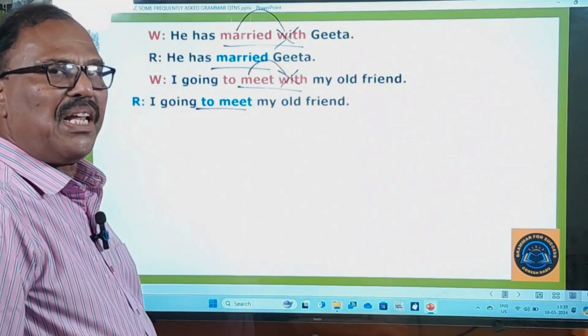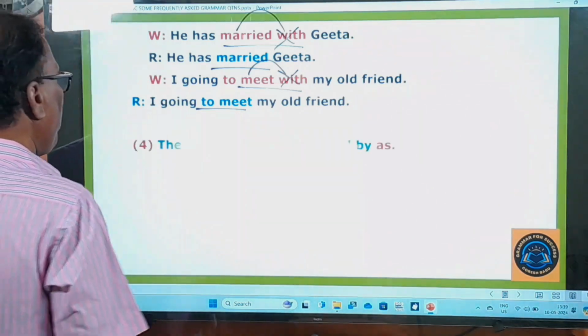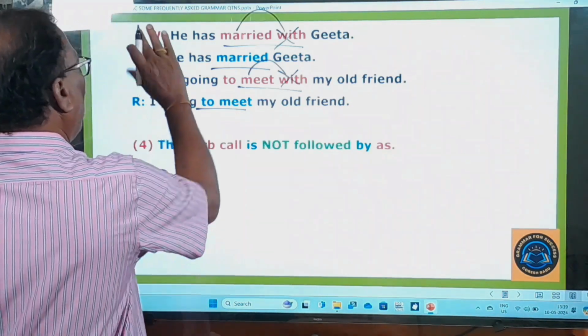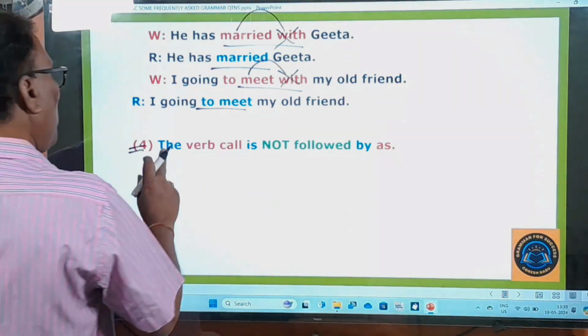Is it not meaningless? Is it not superfluous? Right. Fourth one is there. Okay, these examples are over. Now we are going to learn about the fourth rule. What does the fourth rule say?